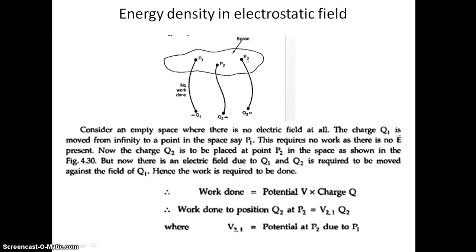So with this we have completed the topic of potential difference, how to find potential difference. Potential difference is usually proportional to 1 by r, that is Q by 4 pi epsilon 0 epsilon r r. Next we'll discuss the energy density in electrostatic field.